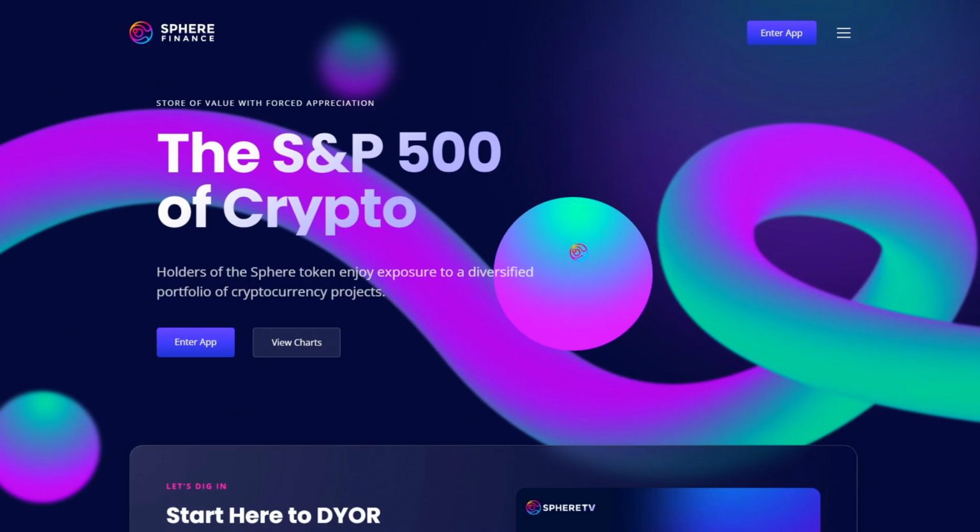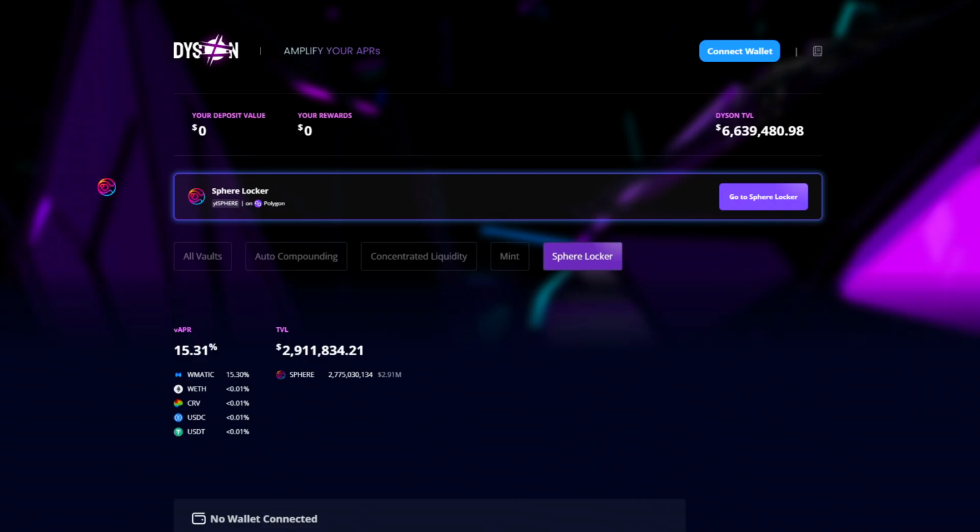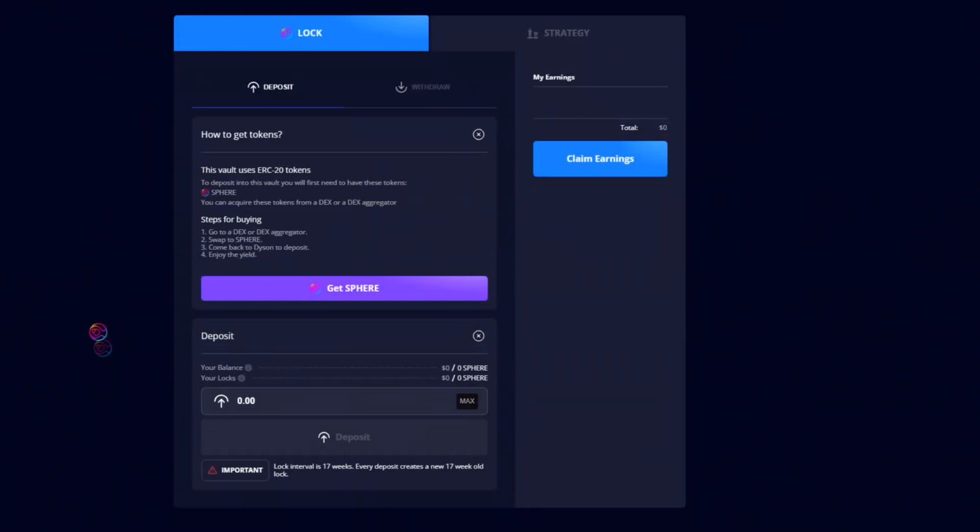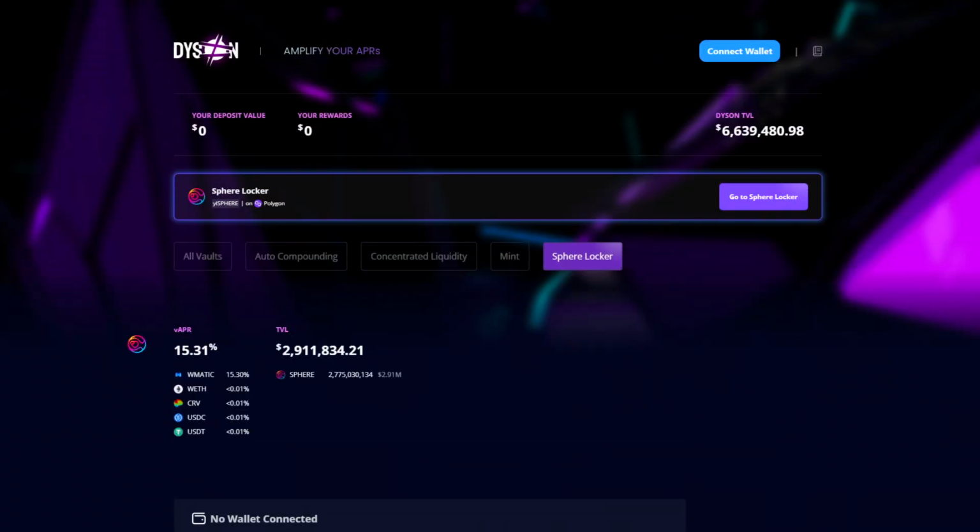At the core of the Sphere ecosystem is the Sphere token. Users can currently yield lock their Sphere into Dyson for a period of 17 weeks to earn blue chip tokens, primarily wrapped MATIC at a variable APR.